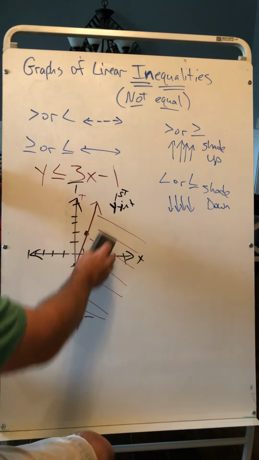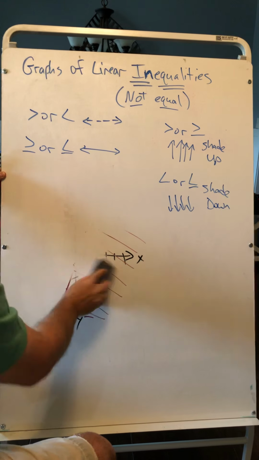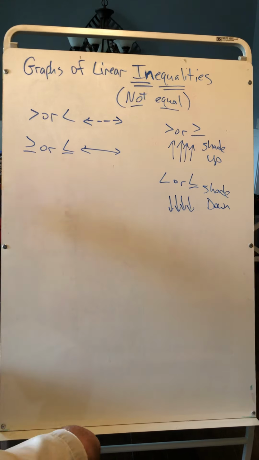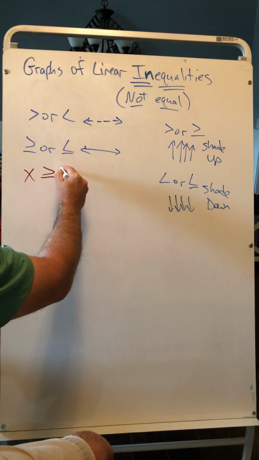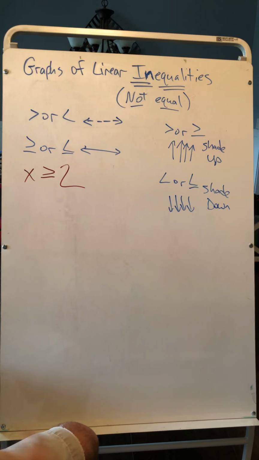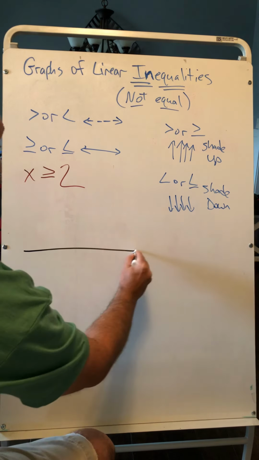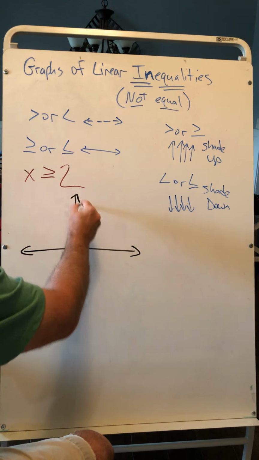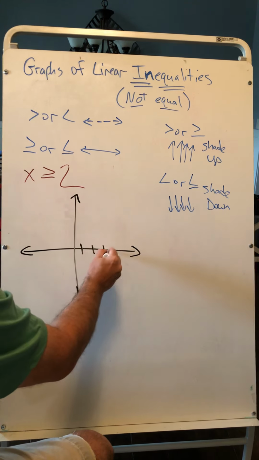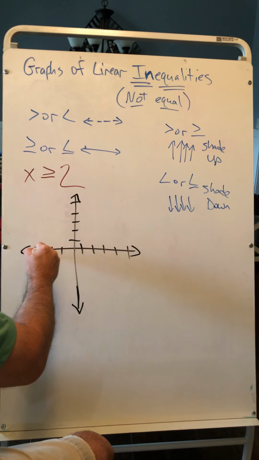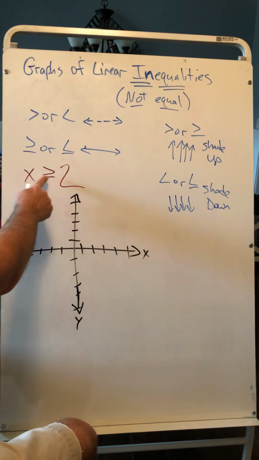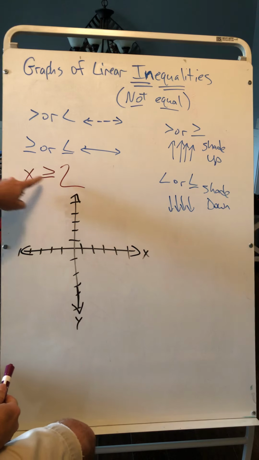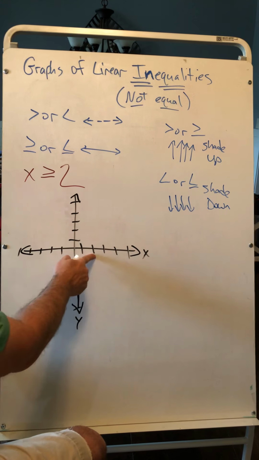Now remember, there always are going to be our 2 special cases, the y equals and the x equals. So let's say they give me x is greater than or equal to 2. If they give me that, then I'm going to have my graph, 5 every way. This is my x, this is my y. So if it says x is greater than or equal to 2, you're going to go on the x-axis to 2. So I'm going to come over here to x, and I'm going to put a dot at 2.